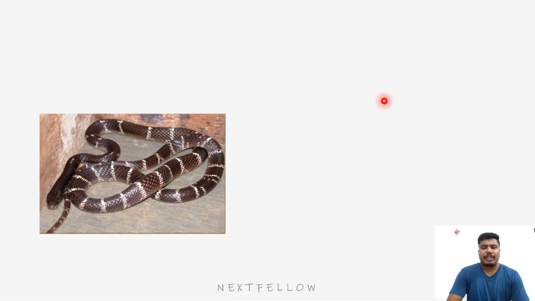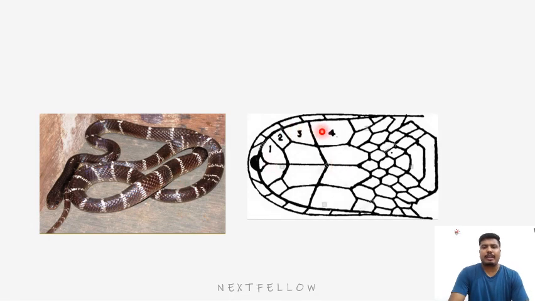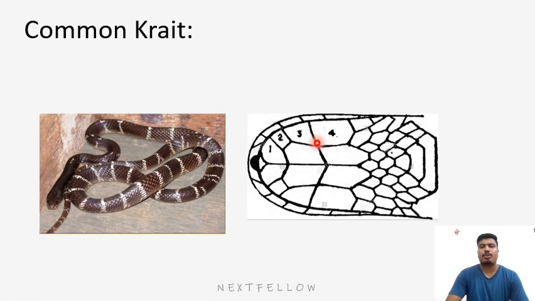Now we have the image of a common krait. Okay, it has white color bands all over the body, and the infralabial scales are 4 in number, and the fourth scale is the largest. Okay, and it is the most potent snake among all Indian land snakes. So the fatal dose is very less, that is 2.5 milligram to 6 milligram. So it is the most potent snake.